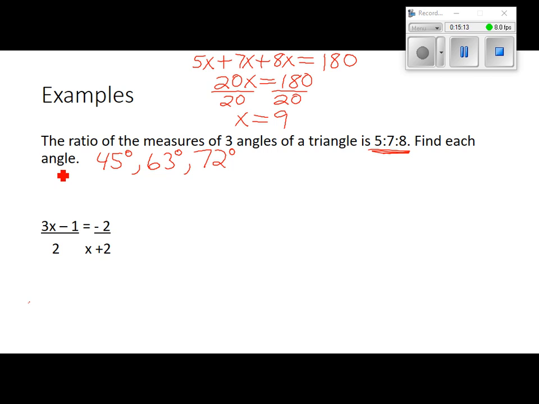On this one, watch closely, a little tougher. Put parentheses around those two. We're going to cross multiply. When we cross multiply this way, we get 3x minus 1, parentheses, x plus 2. When you cross multiply this way, you get 2 times negative 2. What's that give us? Negative 4.